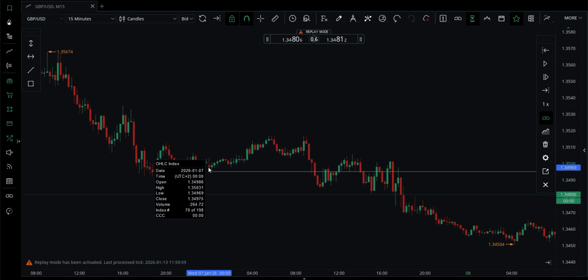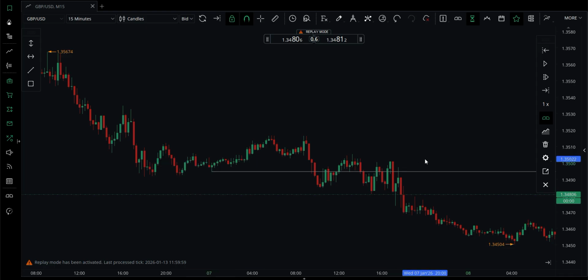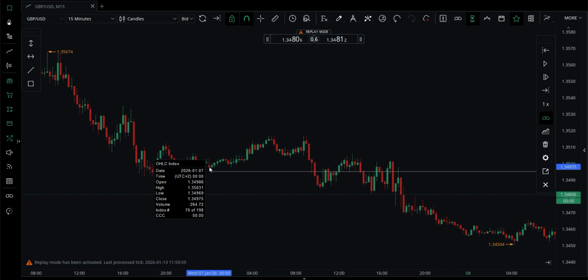So using the bearish candle, which closes at 1.34975, we could set a sell limit order over there, and our stop loss limit will be above the high of that bearish candlestick. The high comes in at 1.35031.